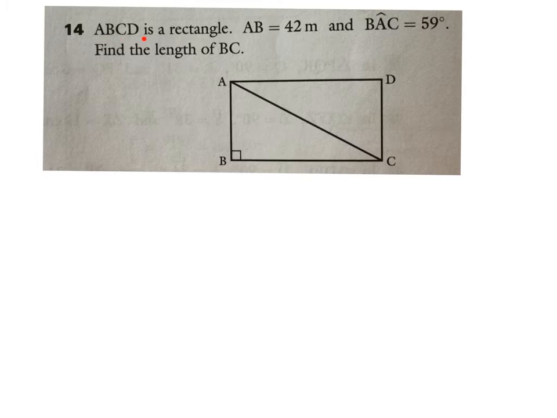Question 14. ABCD is a rectangle. AB is 42. And BAC, that's B to A to C, so this angle created here, where A is, 59. Find the length BC. We want to work out this one here.